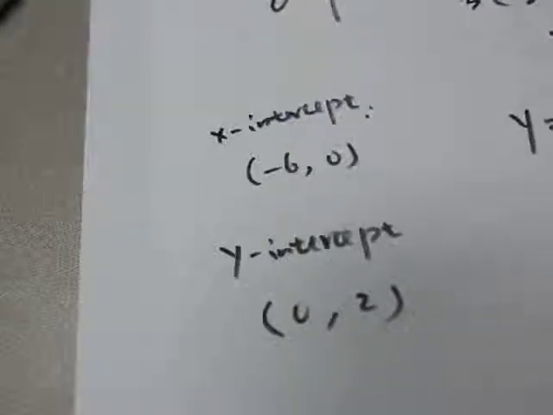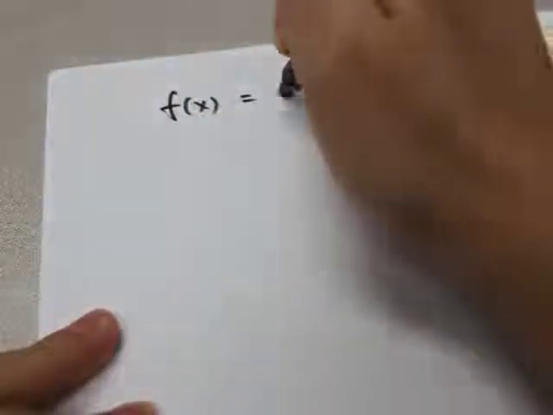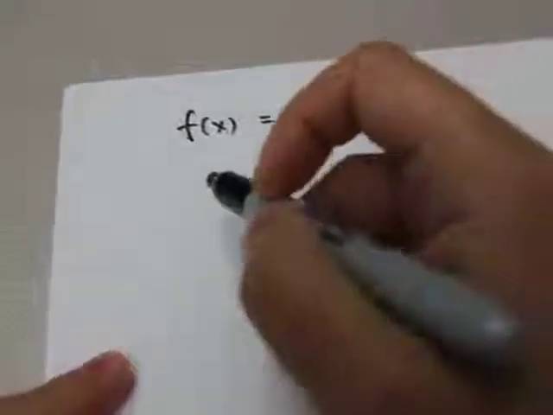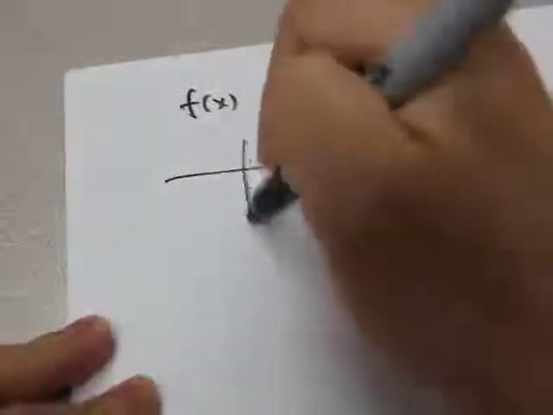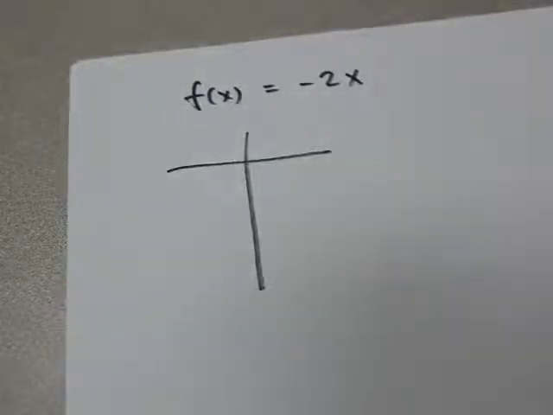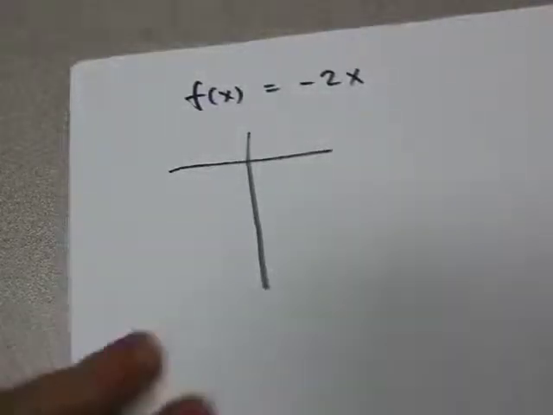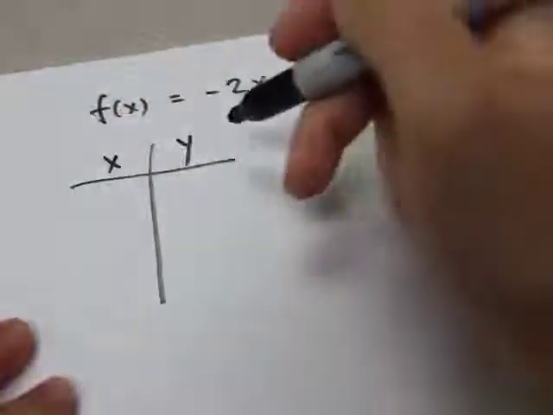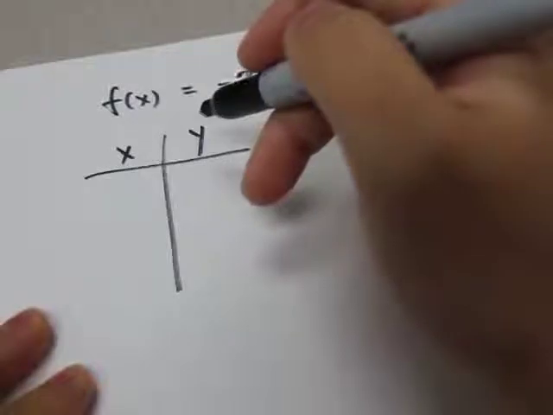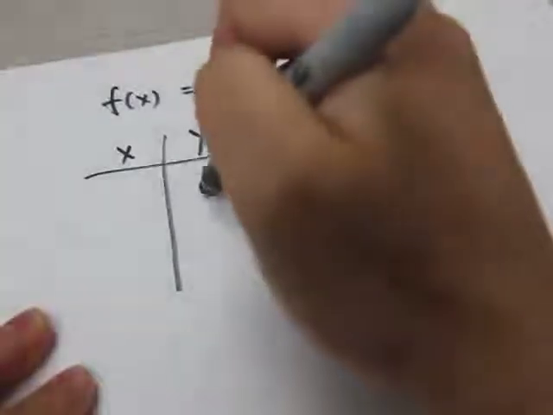Now sometimes you will find the x-intercept and the y-intercept are the same point. So for example, if we're given this linear function f(x) equals negative 2x, you will see the x-intercept and the y-intercept are the same point. Let me show you why. So for example, let's find what the x-intercept is.